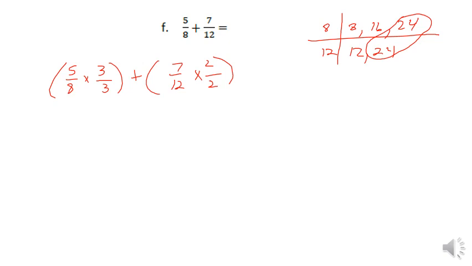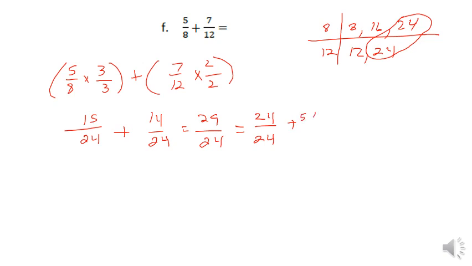So now when I multiply these, I have 15 24ths plus 14 24ths, which gives me 29 24ths, which is equal to 24/24 plus 5 24ths. So I end up with 1 and 5 24ths. Now they're not multiples of 2, they're not multiples of 3, they're not multiples of 5, and they're not multiples of 7, so that is in reduced form.